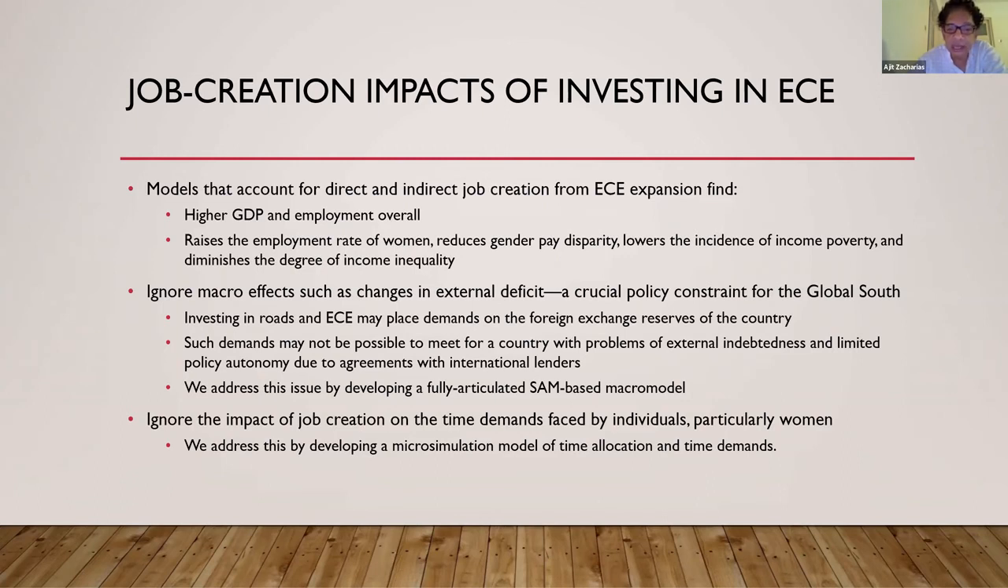But this type of exercise generally ignores the changes in external deficit, for example. That's a crucial policy constraint for the global south. For example, investing in roads and ECE may place demands on the foreign exchange reserves of the country. Now, you may not be able to meet such demands if you have a problem of external indebtedness. And also, you have limited policy autonomy. Say you're under some kind of IMF conditionalities, then you may not have the freedom to actually do that, or you have only limited freedom to do that. So we try to address this gap in the literature by developing a fully articulated SAM-based macro model.